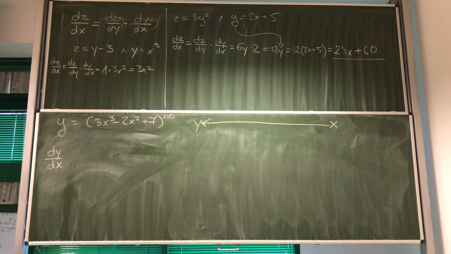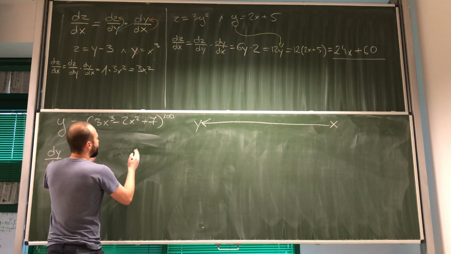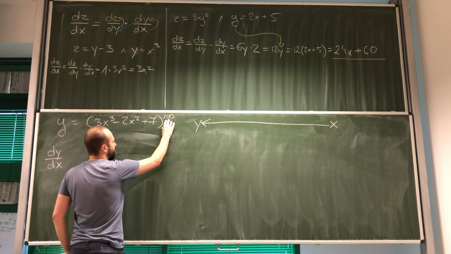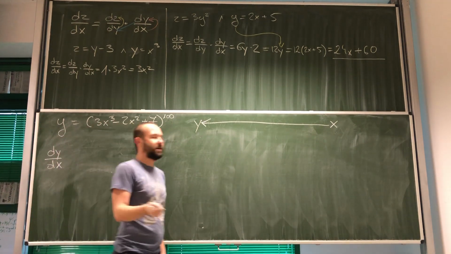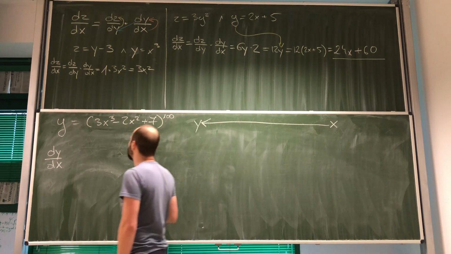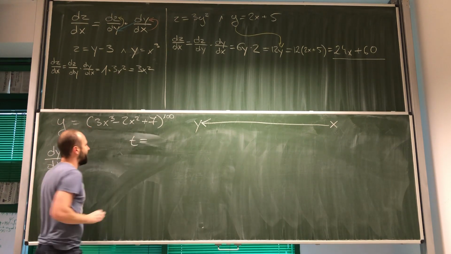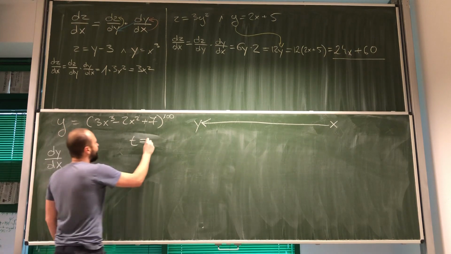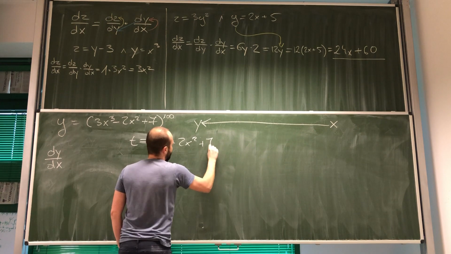So why not introduce a variable that would make this function simpler? What variable? Look, I see clearly that I have a problem with taking this expression to the power of 100. But I would never have a problem taking x to the power of 100. But of course x is used over here. So how about I introduce something like this, that t, a new variable, is equal to 3x to the power of 3 minus 2x squared plus 7.